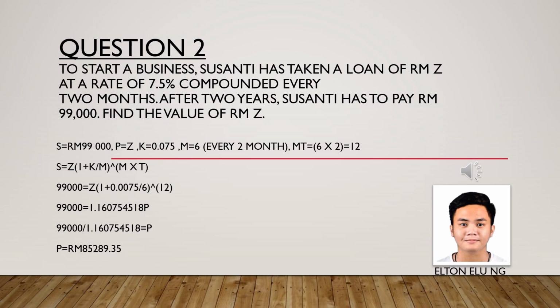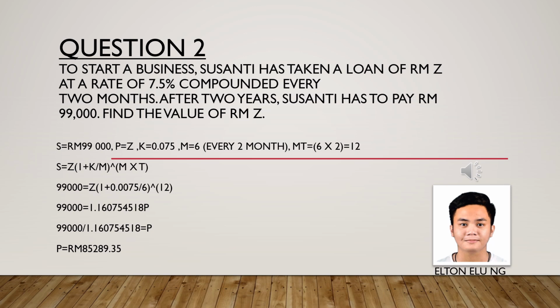So the formula we use in this question is S equal to P bracket 1 plus K per M bracket power of M times T. So we need to identify first. S is 99,000 ringgit Malaysia, P equal to Z, K equal to 0.075. K is a rate, so M equal to 6, because it's compounded every 2 months.